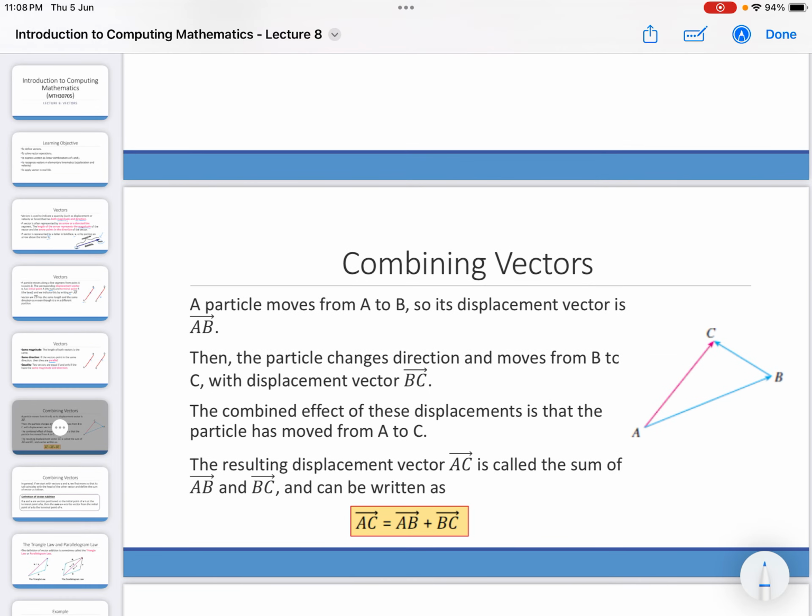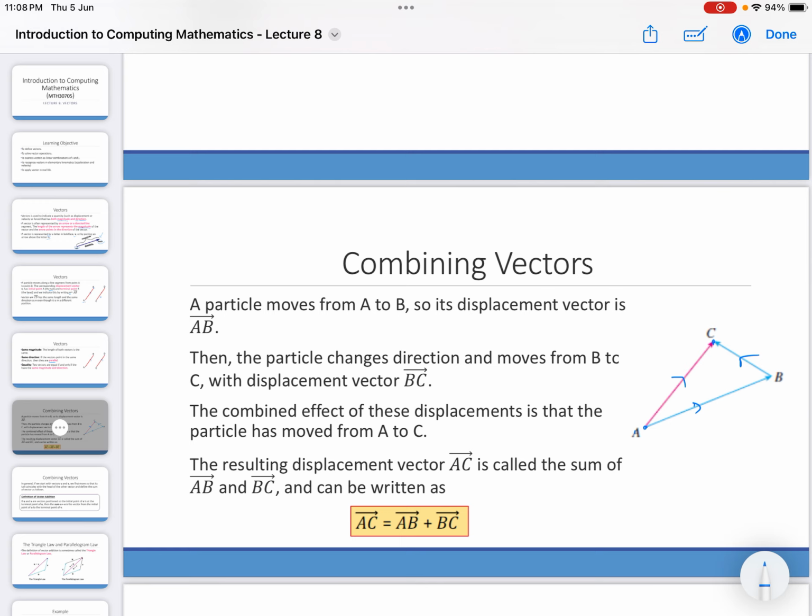So, combining vectors. A particle moves from A to B, so its displacement vector is AB. Then the particle changes direction and moves from B to C with displacement vector BC. So from A to B, and then the vector changes from B to C. We can combine the effect of this displacement: the particle has actually moved from A to C. The initial point is A and the final point is C.